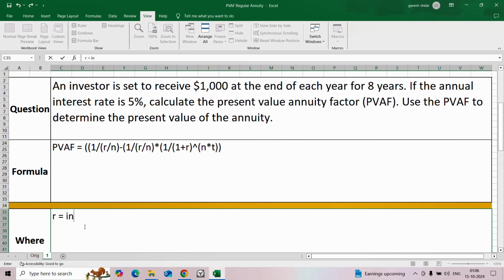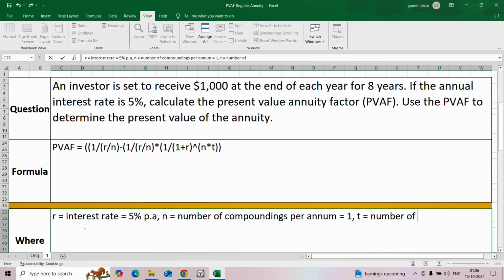Here, r equals the interest rate, which is 5% per annum. n equals the number of compounding periods per annum, which equals 1, as it is annual compounding. T equals the number of years, which equals 8.